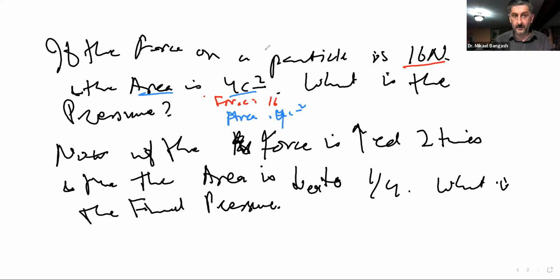Clear? So what they are asking us is, what is the pressure? Here the pressure is going to be 16 divided by 4, which becomes 4. So we have a pressure of 4 newtons per centimeter square.